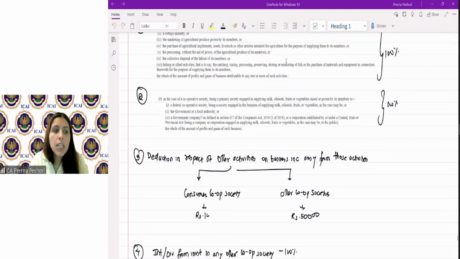So we'll start with the profits from the specified business, food grains, sugar, right? First, we'll compute the 35AD deduction, isn't it?